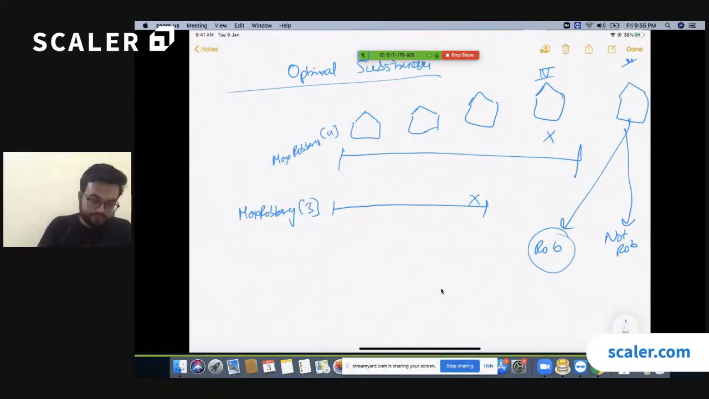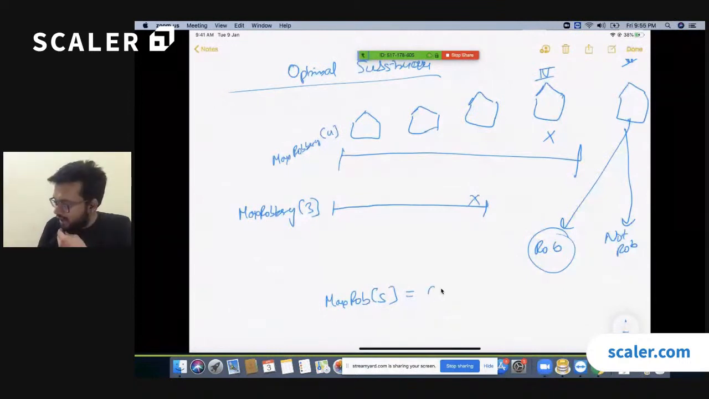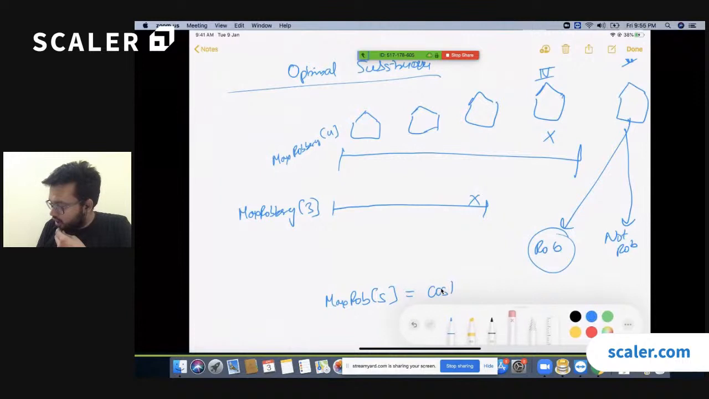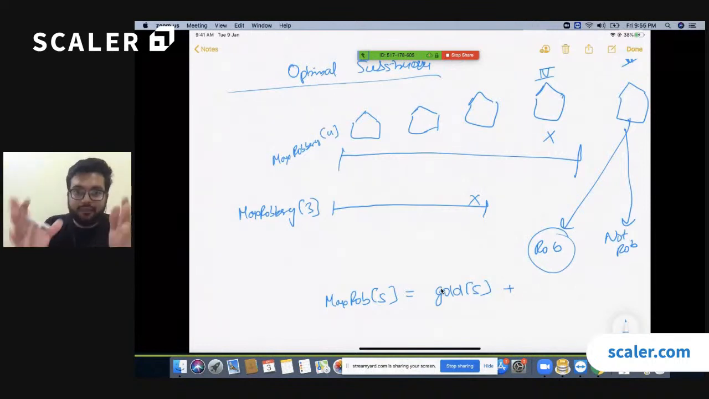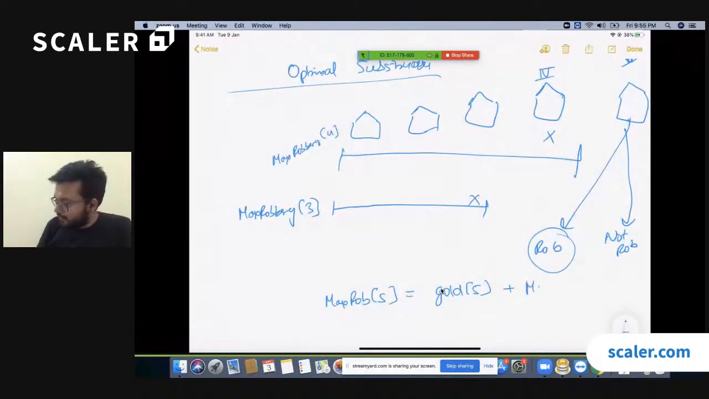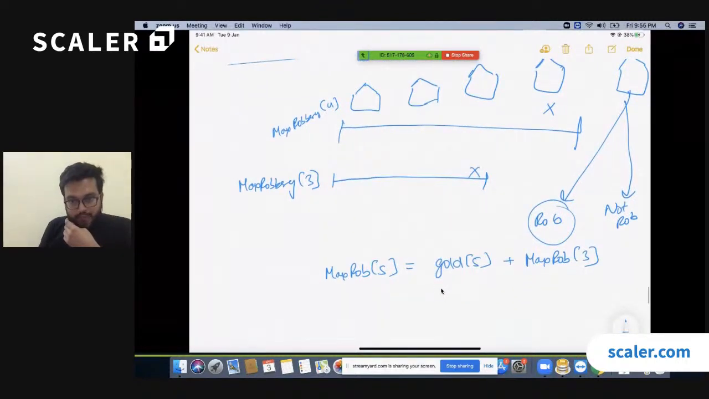So, if you want the answer of maximum robbery 5, you can either choose to rob that house. If you choose to rob that house, how many gold coins are you accumulating? You are accumulating the gold coins at the fifth house because you're robbing it. Now your problem reduces to finding the best gold that you can accumulate by robbing the first three houses. So you get maximum rob 3. This is one option that you have, where you wanted to rob the fifth house.